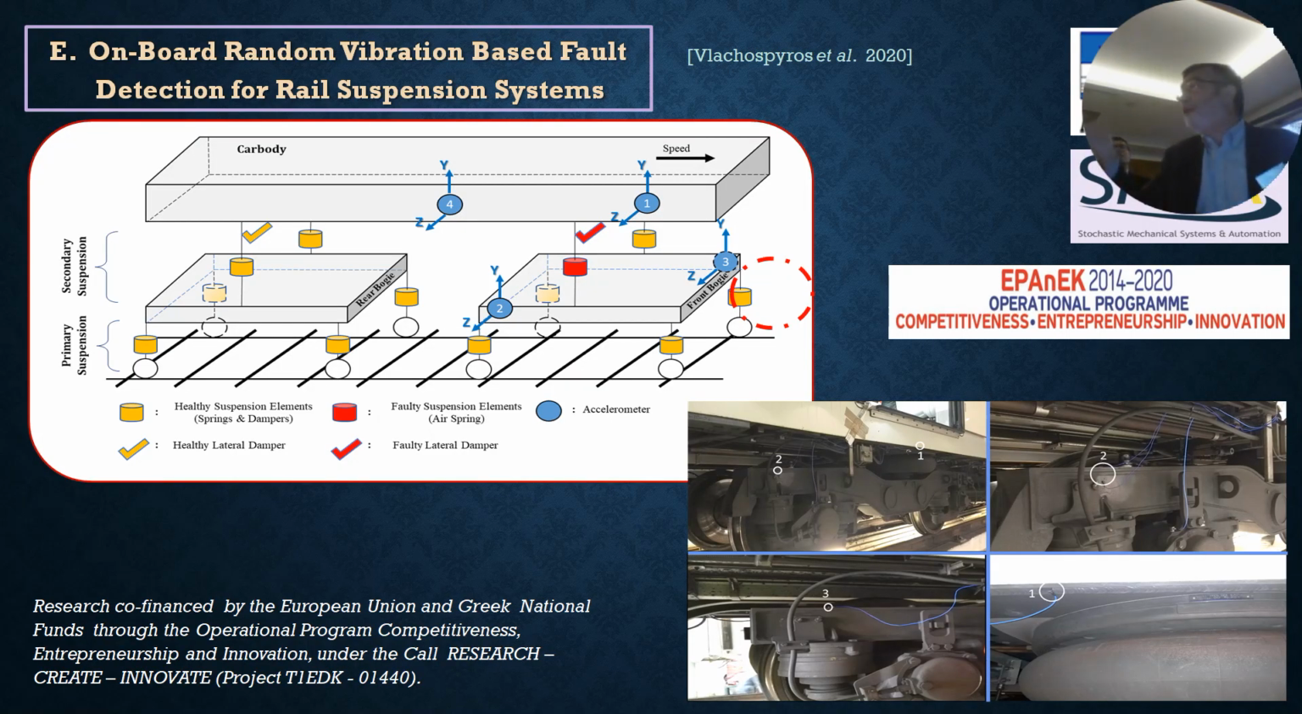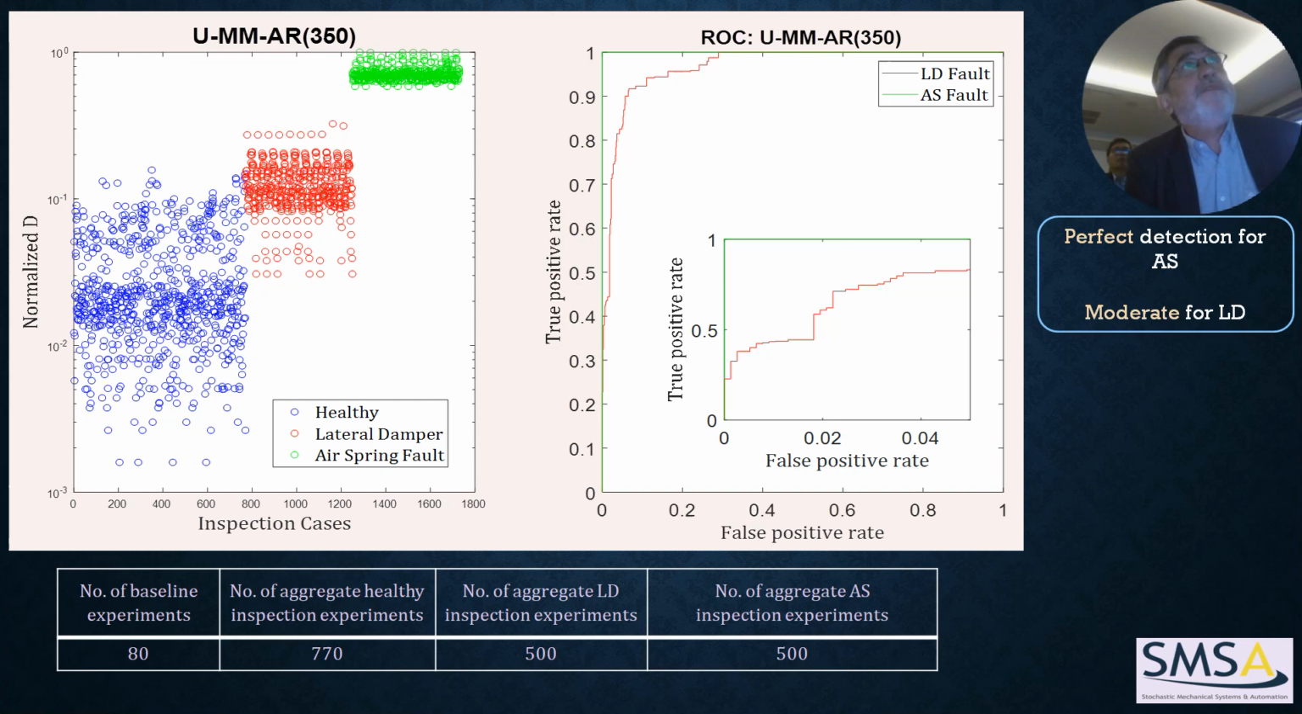This is an example from railway vehicles. This is a project with the Athens Metro. And you see here a schematic diagram. You see where we used accelerometers, so the positions for the accelerometers. And then we looked at some damages. Okay, you can see the accelerometers actually here in these photos. And we had some damages on the vehicles.